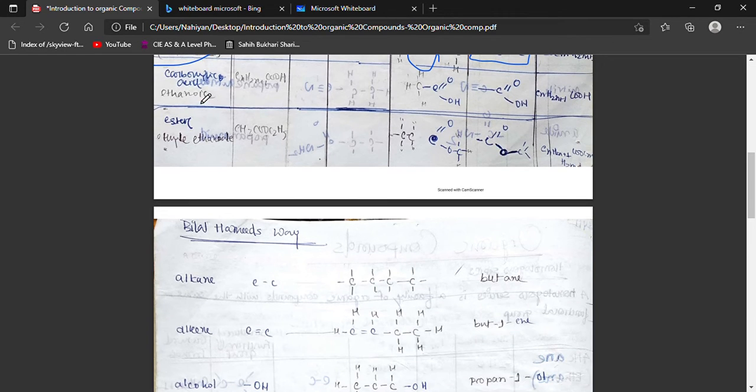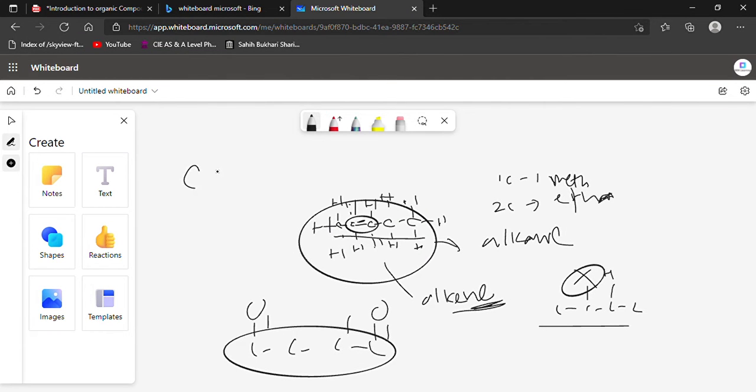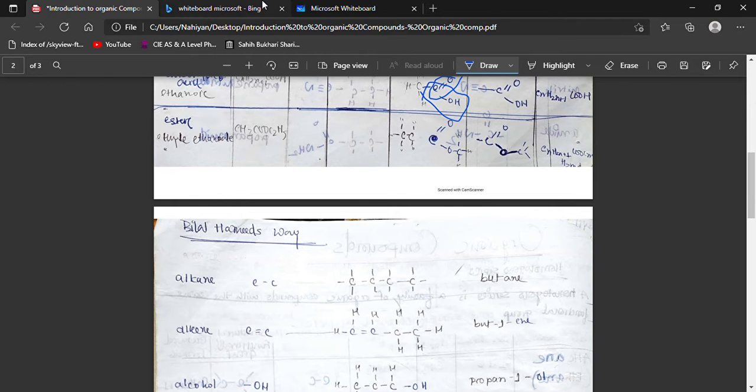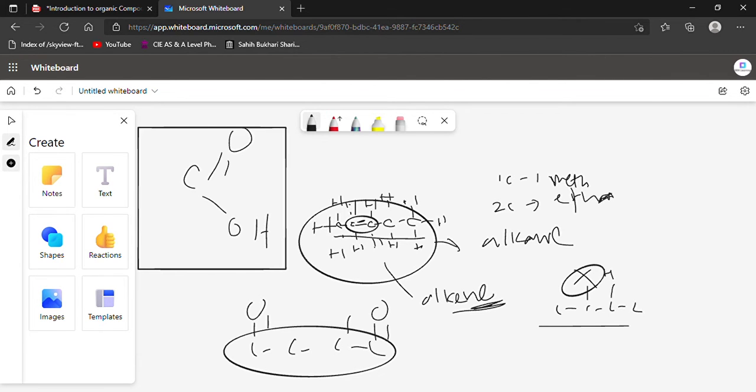And moving on, we have carboxylic acid. For carboxylic acid, we have two things: a carbon double bonded to an oxygen, and a hydroxyl group bonded to the same carbon. So one carbon must be double bonded to one oxygen and also have an OH group attached. This is the functional group of carboxylic acid.